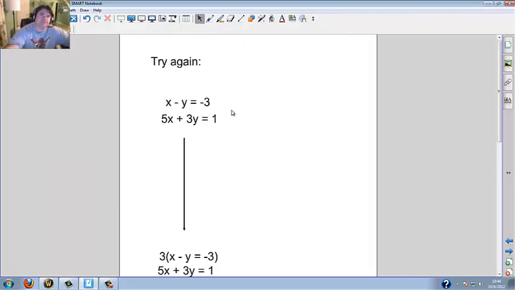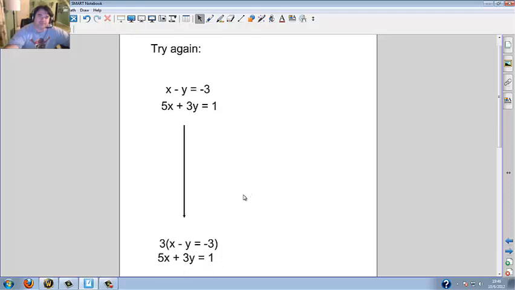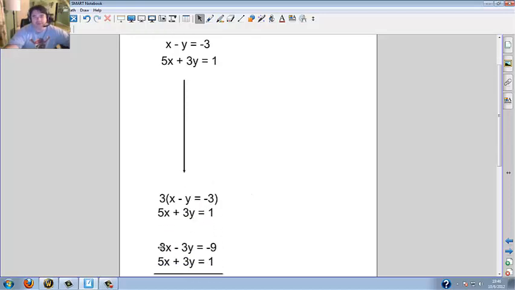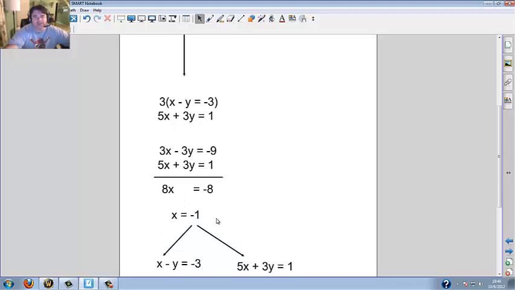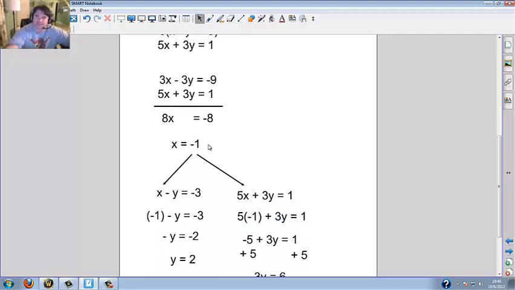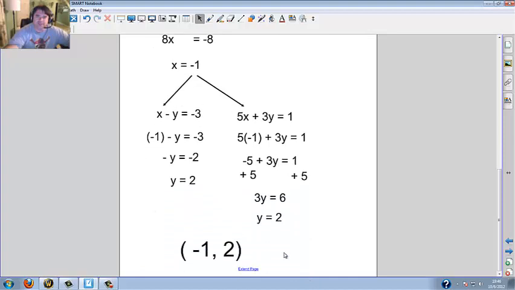Try again. Pause it and try. You can kind of see my little cheat sheet down here, what I did. Go ahead. Times by 3, you got negative 3y. Cancels out, 8x equals negative 8. That makes x equals negative 1, plug it in, y equals 2.